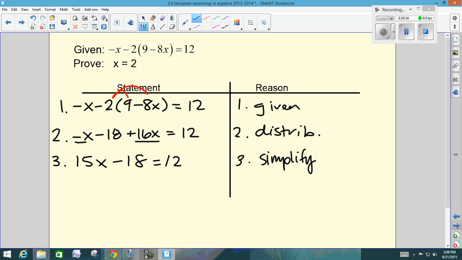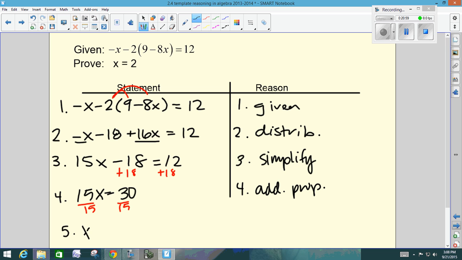Now what do we have to do to solve for x? Yep, add 18 to the other side. So step 4, 15x equals 30. And we got here by using the addition property. And then what's my last step I have to do? Divide by 15. What's 30 divided by 15? 2. We got to where we wanted to go.